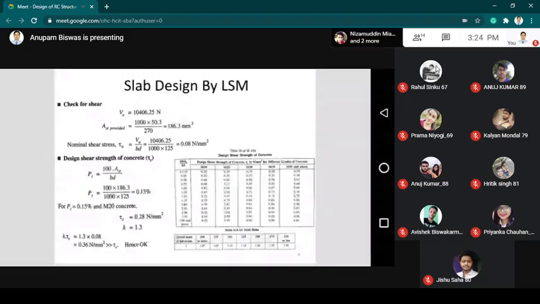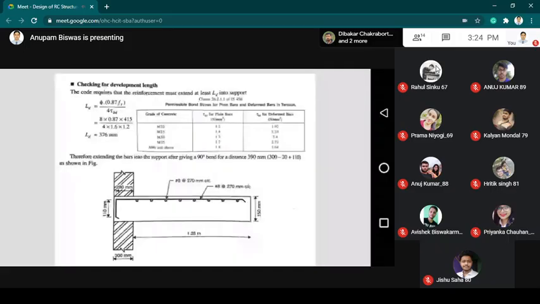Development length. To check the development length, we have to refer to clause 26.2.1 of IS 456 for permissible bond stress for plain bar and deformed bar. So for a particular grade of concrete, we have to take out the value of tau BD.